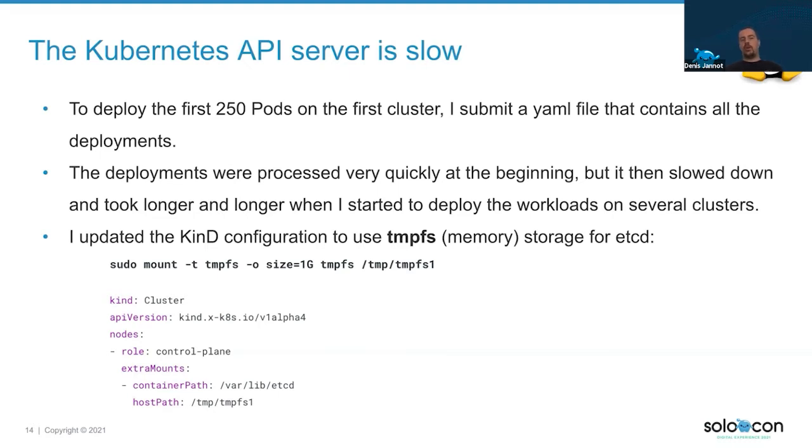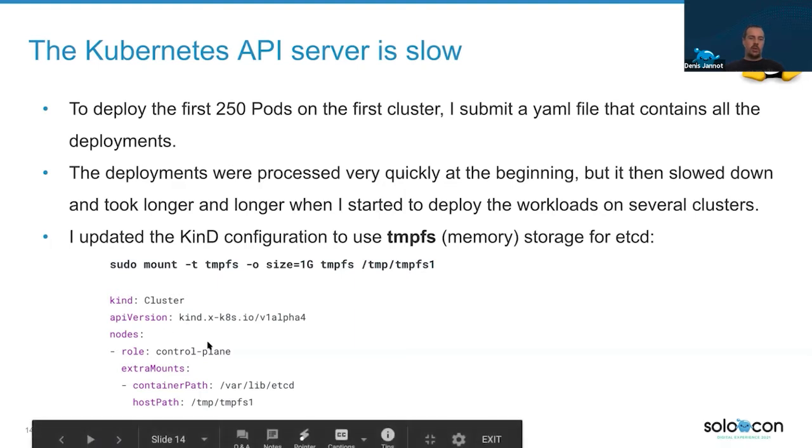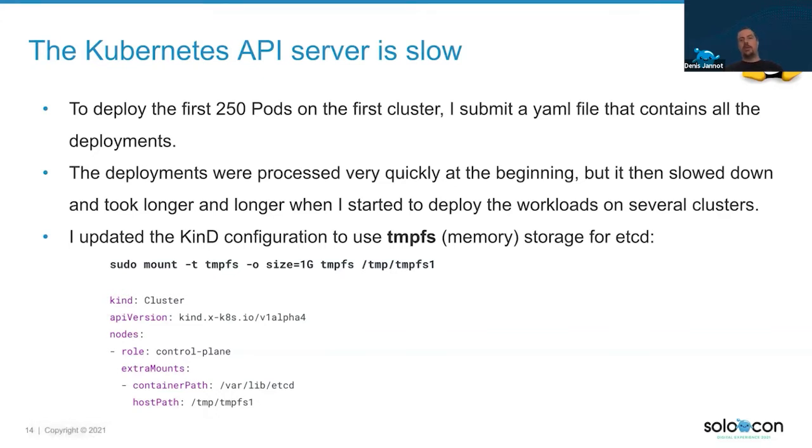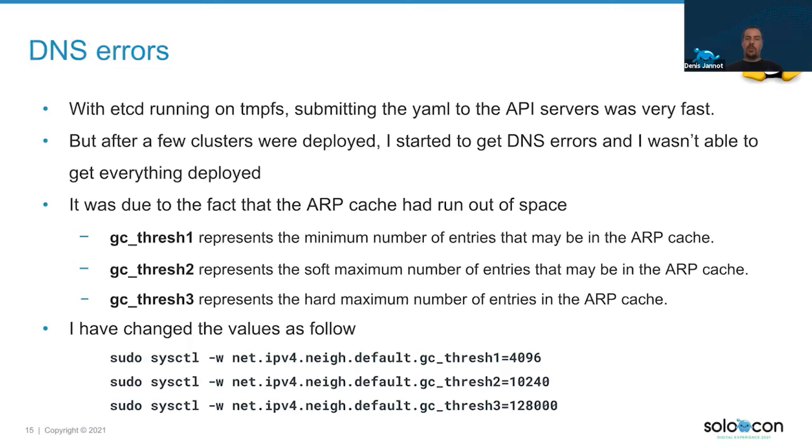So the approach I took here was, okay, let's just create a 1 gig TMPFS, so a memory file system, and again update the configuration of the kind cluster so that it uses this TMPFS as a backend for etcd. So I fixed that, restarted again, and now when I was submitting my YAML, it was taking, I don't know, a few seconds to process everything. So a lot better.